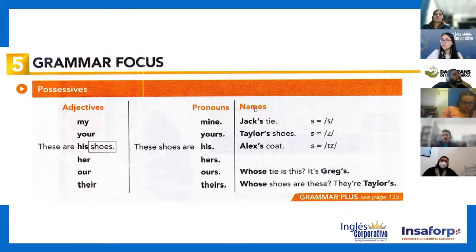In the case of names, vamos a utilizar el apóstrofe en el nombre más la letter S para indicar posesión. Por ejemplo, la corbata de Jack. Y los zapatos de Taylor. El abrigo de Alex. Ok, no sé si hay dudas about the possessives right now.